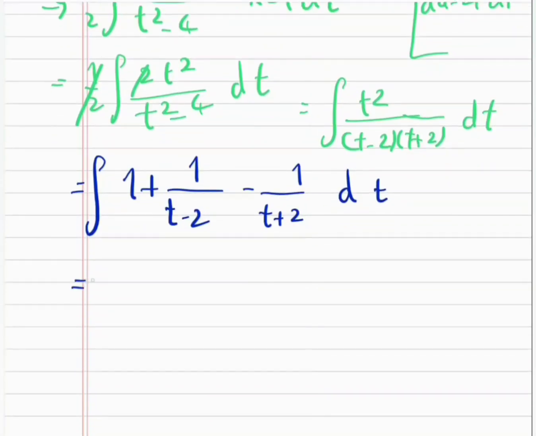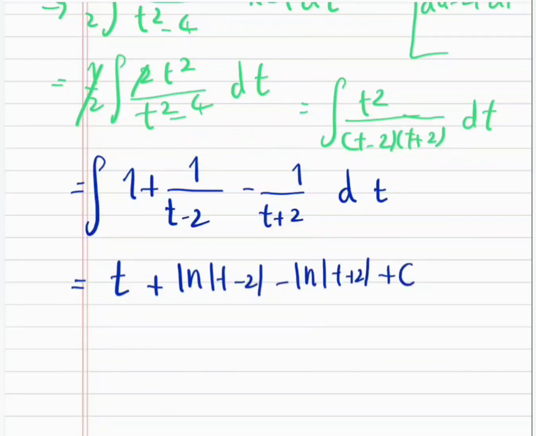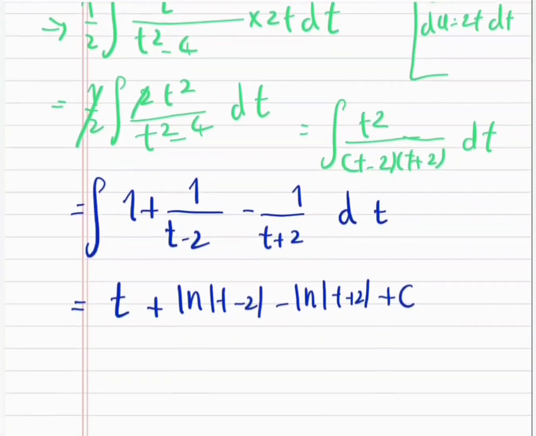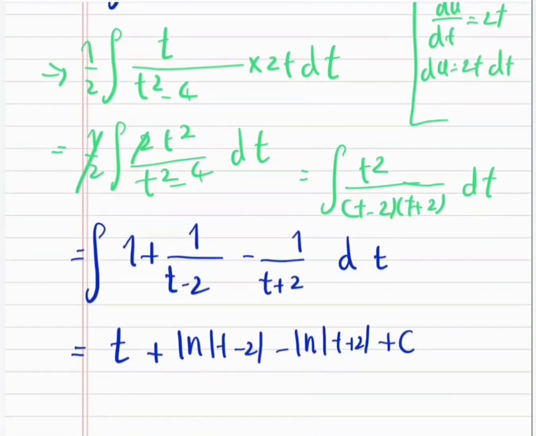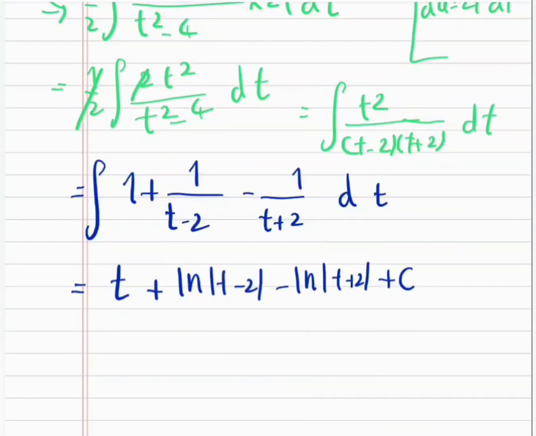And now we can finally integrate this easily. So this integrates to just t plus, and here is ln t minus 2 minus ln t plus 2 plus c. And now just be aware that we need to make the substitutions back because t essentially is root u. So before that, let's rewrite this as t plus ln of t minus 2 over t plus 2 plus c.